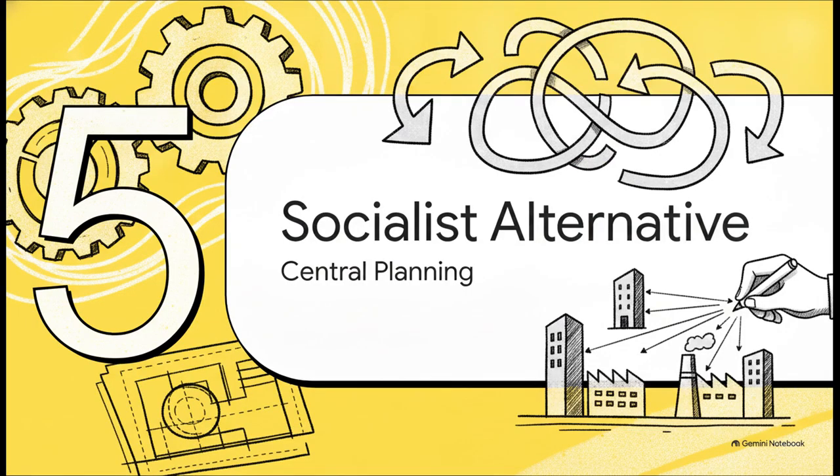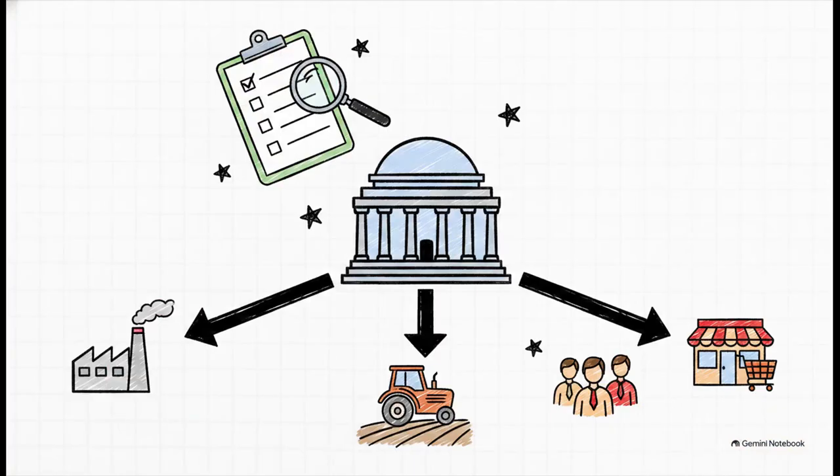All right, let's flip the script. Section 5, the socialist alternative. We've seen the unplanned, invisible hand of the capitalist price mechanism at work, so let's examine a completely different approach. In a socialist economy, there is no automatic price mechanism flashing signals everywhere. No invisible hand here. Instead, you've got a central planning authority, like a planning commission or a ministry, stepping in.